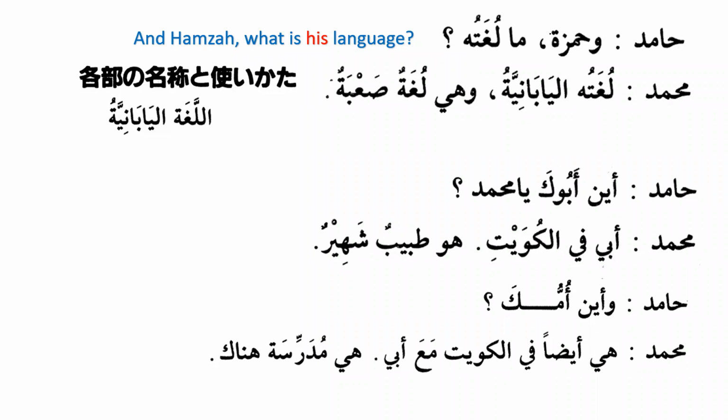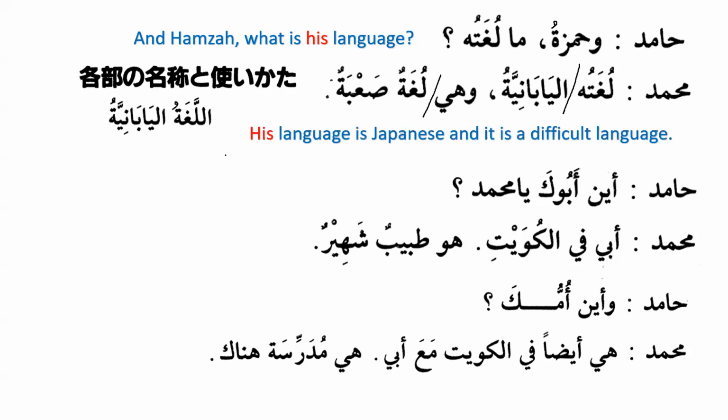Wa Hamzatu ma lughatuhu, and Hamza, what is his language? Lughatuhu al-Yabaniyatu. His language is Japanese. Wa hiya lughatun sa'batun, and it is a difficult language. Al-lughatu al-Yabaniyatu, the Japanese language. Okay. His language is Japanese and it is a difficult language.